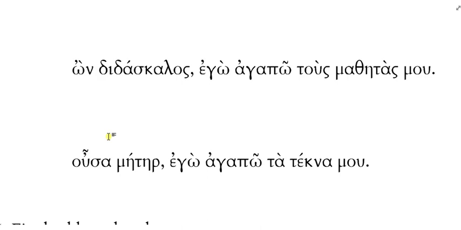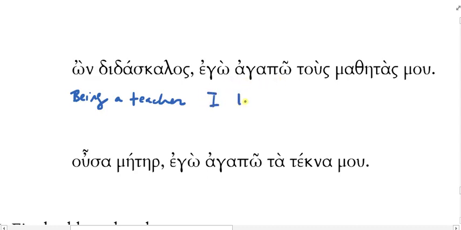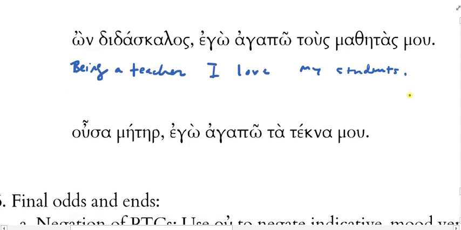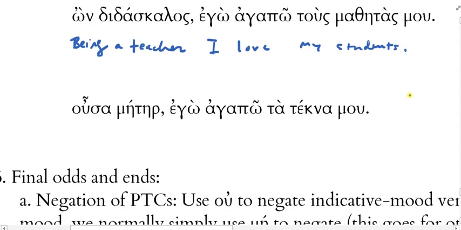All right. Let's translate this. What's on mean? Being. Being didaskalos. Being teacher. I can add the English indefinite article here, right? Being a teacher. Ego agapo. I love. Tous mathetas mou. My students. My disciples. I love my students. Aww. Isn't that nice? Fingers crossed. No, they're not. Love my students.